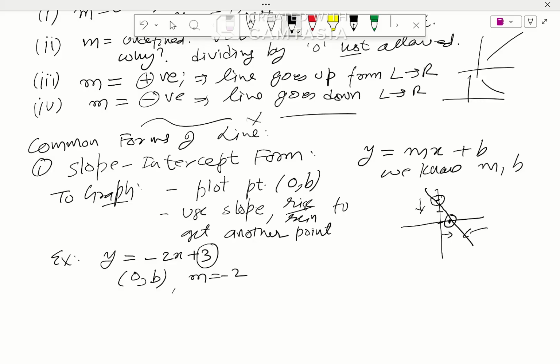So this is the process of graphing a line from a slope-intercept form in case you need to do it. This line is y is equal to minus 2x plus 3. This point is 0 comma 3, and this point is 1 comma 0.